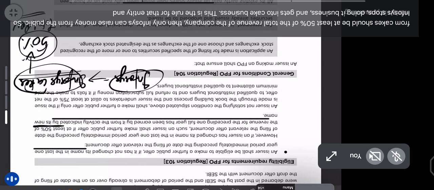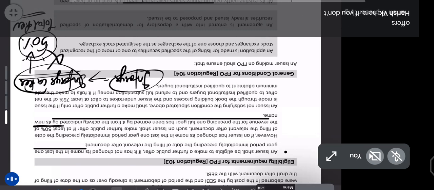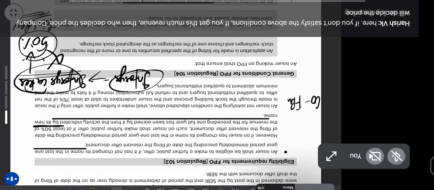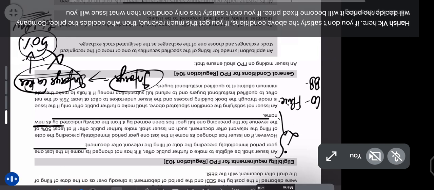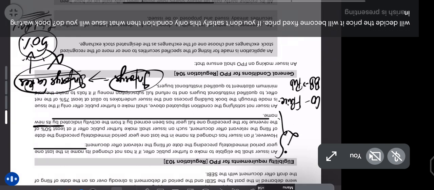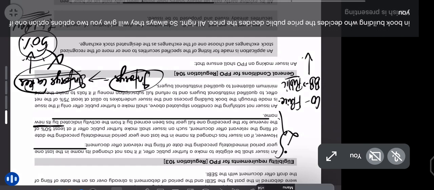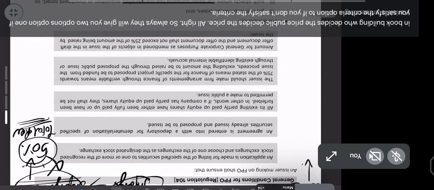And you can only do a book building offer here if you don't satisfy the above condition. If you get this much revenue, then who decides the price? The company will decide the price. It will become fixed price. If you don't satisfy this condition, then what issue will you do? Book building. In book building, who decides the price? The public decides the price. Alright, so always they will give you two options. Option one, if you satisfy the criteria. Option two, if you don't satisfy the criteria. The conditions apart from this are that all the shares should be fully paid.